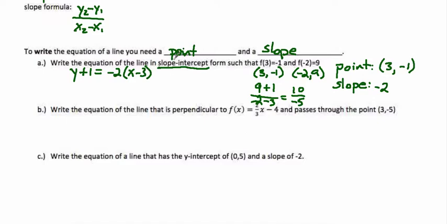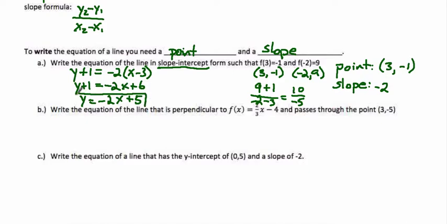Okay, so to put in slope-intercept form, I just need to manipulate this equation and get y by itself. So I'm going to start by distributing over here. So on the left, nothing's changed yet. And I have -2x plus 6. And now I'm going to subtract 1, and I can only subtract it from there. So I get y equals -2x plus 5. So here is our answer here.